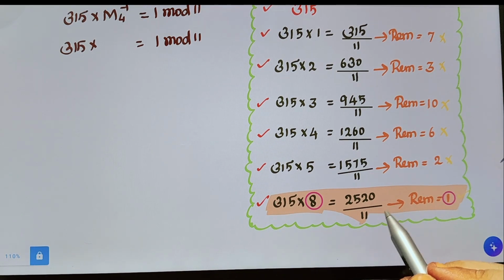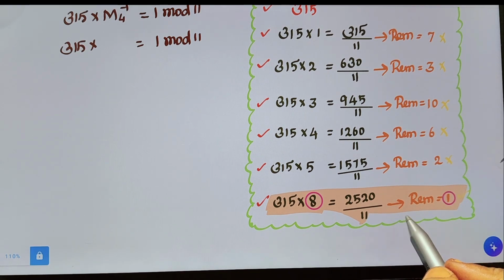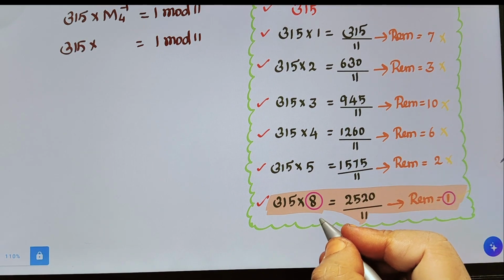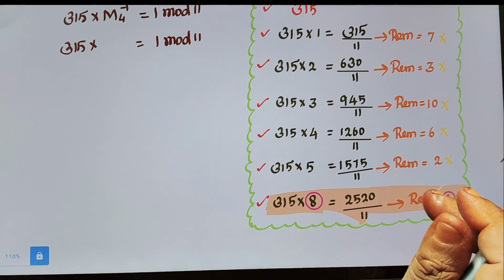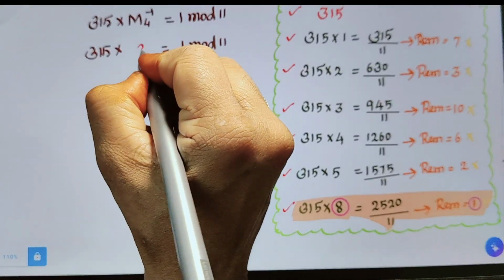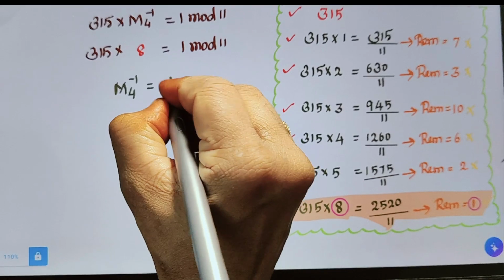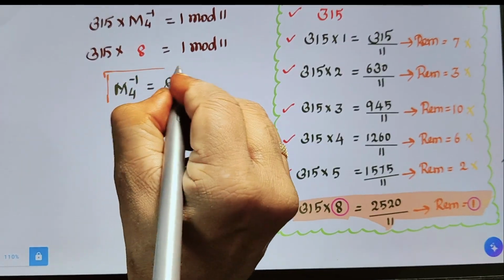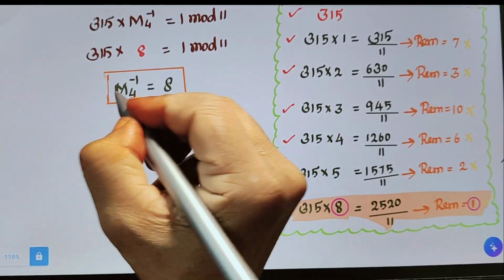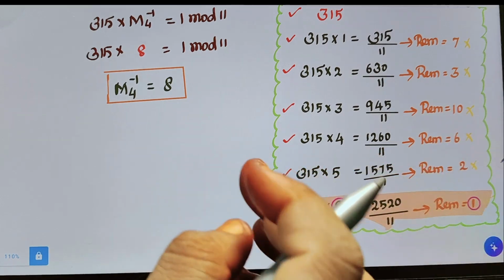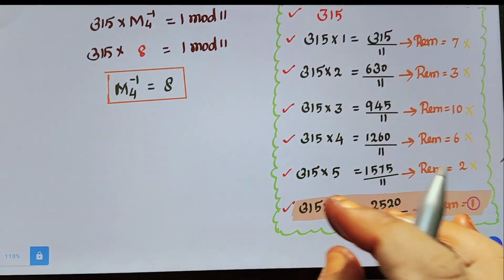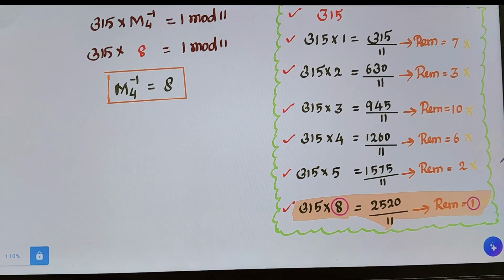315 into 8, the value is 2520, divided by 11 the remainder value is 1. So this is the exact value of M4 inverse, right? Okay, see, M4 inverse is 8. Write the answer, M4 inverse equal to 8. And now we know the M1, M2, M3, M4 values. Likewise, there is M1 inverse, M2 inverse, M3 inverse and M4 inverse, right?